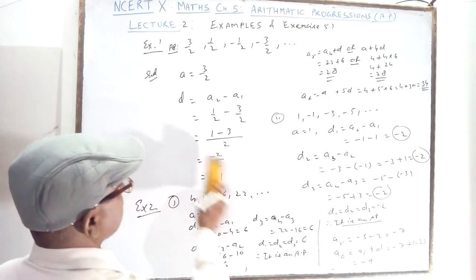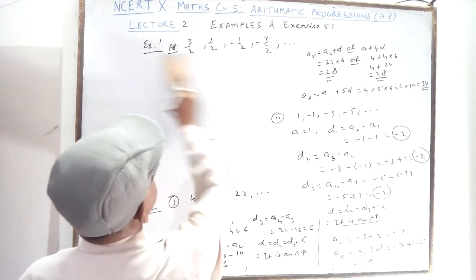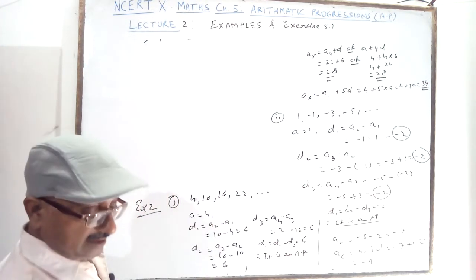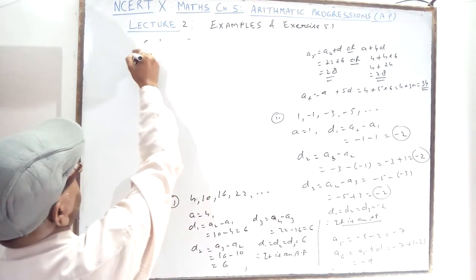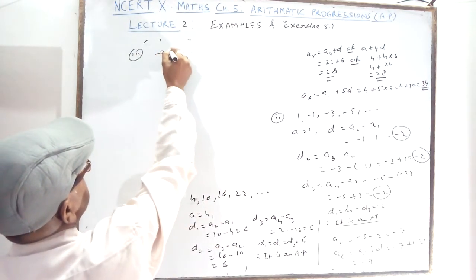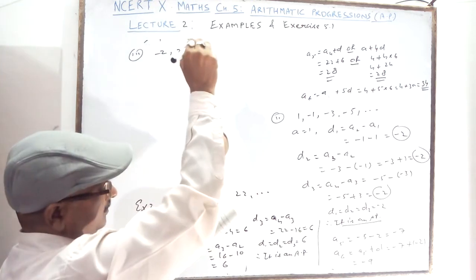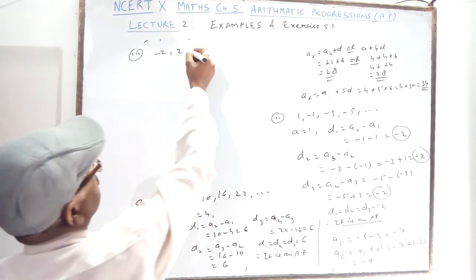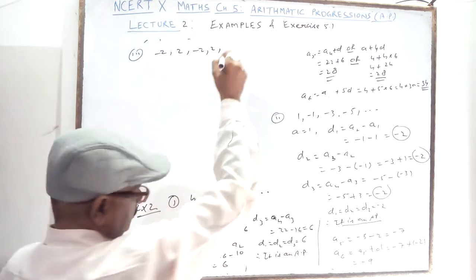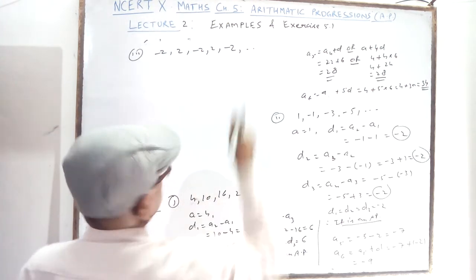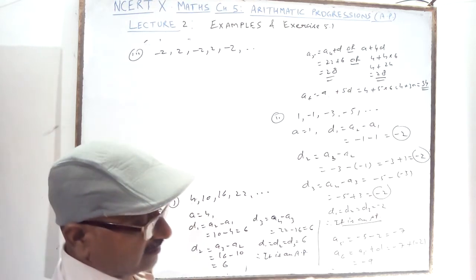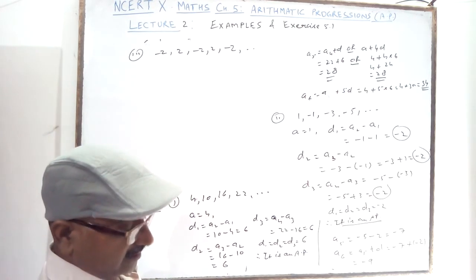Next question, the third part. What is given in the third part? Minus 2, to, and then minus 2. It is given, so you want to check whether it is an AP.